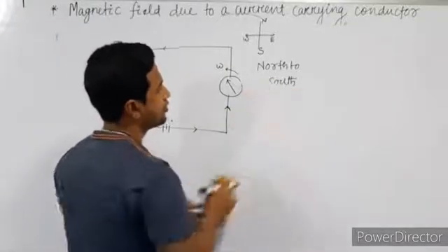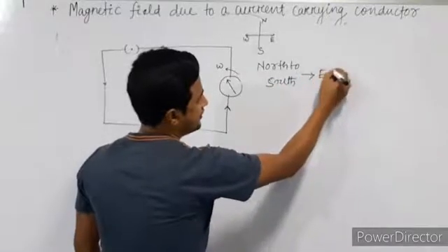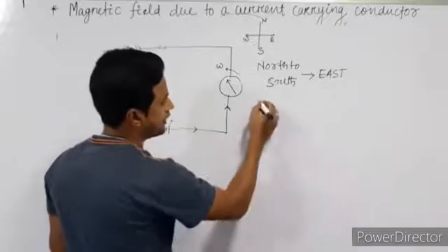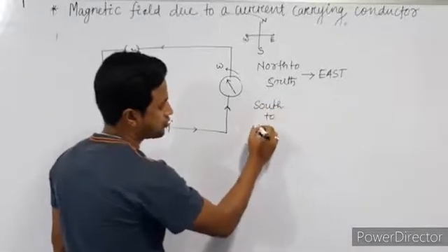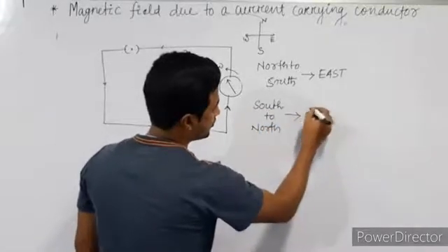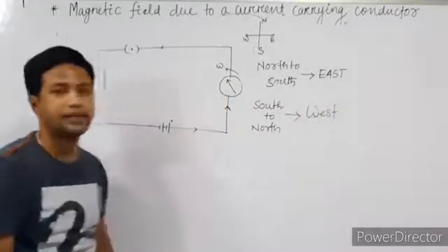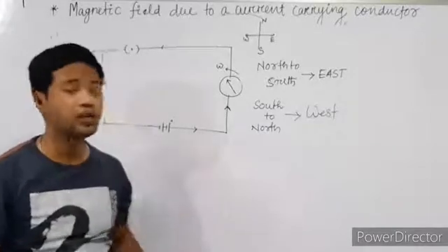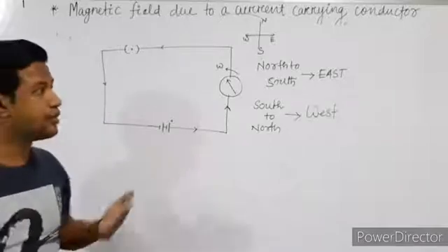So you should remember, when the current is going from south to north, the needle is deflected towards the west, and the direction of the deflection reverses when the current direction reverses. This is how you find the direction of your magnetic field. So now let's go to the next topic.